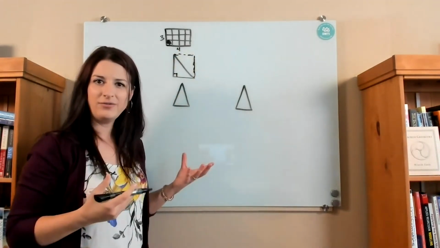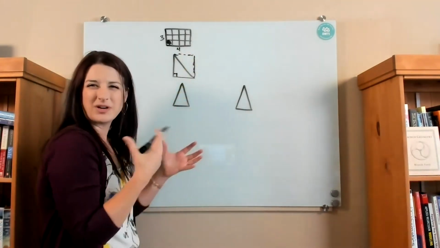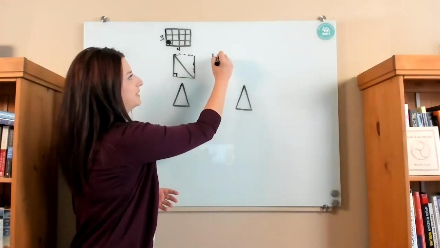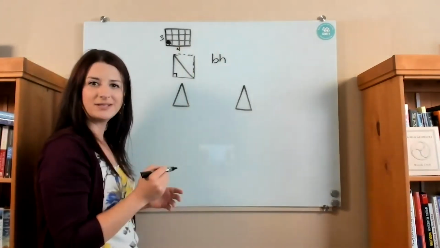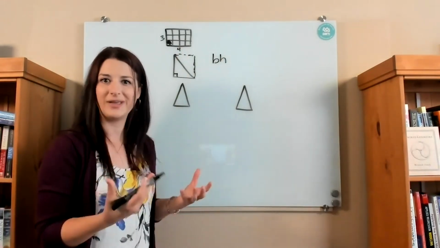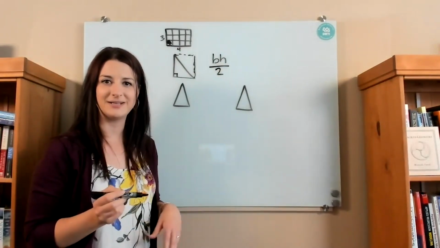So now I have a rectangle, and I can think about finding the base and the height, as we're going to transition to those words with some of these. So our base and our height, I can multiply the base times the height to get the entire rectangle. But to get back to my triangle, I have to divide that in half because it's only half the space. So I would think about dividing it by 2 to get back to that space.